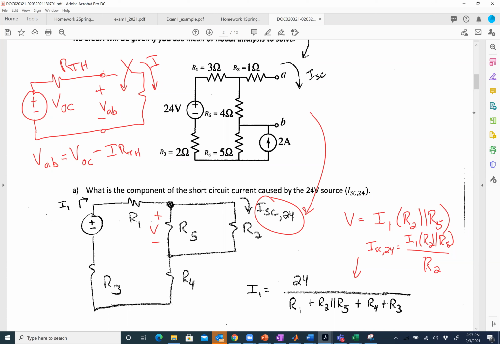If this is I, basically the way I think about it is VOC tells me the impact of all the sources that are inside that circuit. R Thevenin tells me the effect that a current at the terminals has as it flows through the resistances inside the circuit.